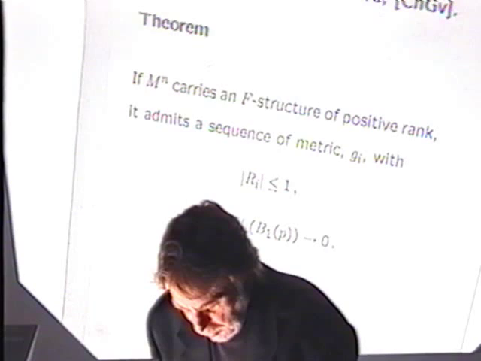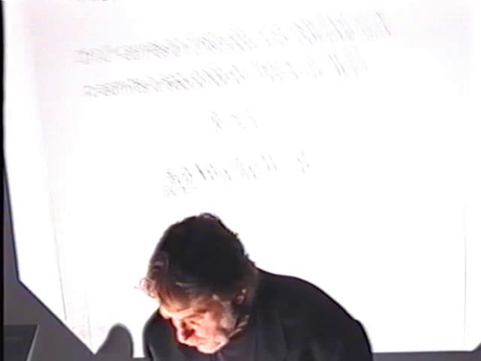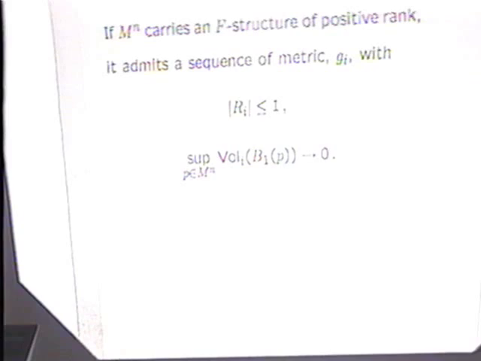Okay. So now there is a kind of converse to this. If you start out with an F structure of positive rank on a manifold, then you can find a collapsing sequence of metrics, so that means the volume of any unit ball goes to zero as you go further out in this sequence, and the curvature stays bounded. And again, as you might expect, it involves a kind of shrinking construction in the orbits. However, even from the graph manifold case, that suggests that you're probably not going to just be able to shrink, that you're probably going to have to do something like expand it in the directions transversal to the orbits.